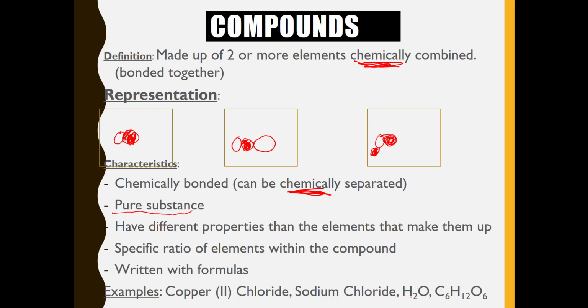H2O will always be 2 hydrogens to 1 oxygen. Glucose, C6H12O6, is always 6 carbons to 12 hydrogens to 6 oxygens. And we write these with formulas. We write these formulas in a couple different manners. We're really going to start getting into these a little bit later on in the year and determining what compound is made up of what. But for now, we just need to be able to simply identify them.